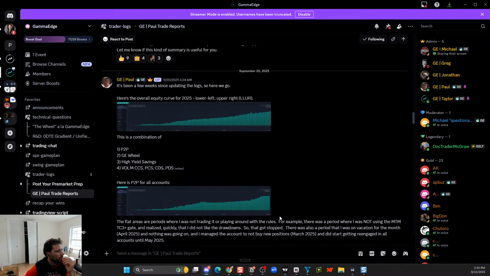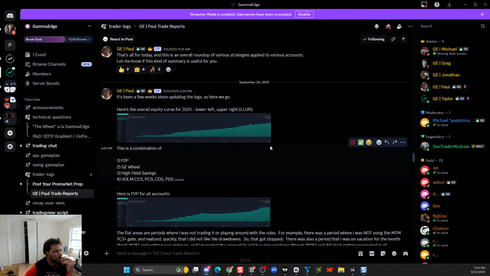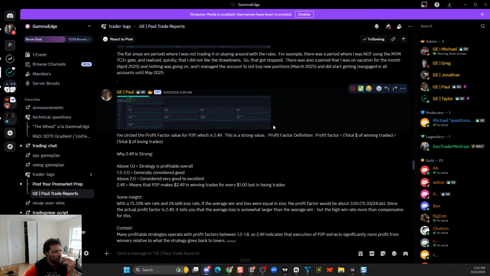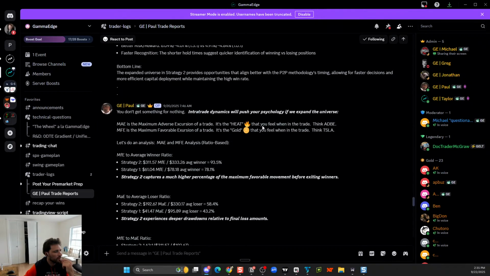Oh, sorry. All of this is from... Okay, here's the overall equity curve from January 25. This is inclusive of P2P, 0DT, and intraday volume, and the wheel strategy. I swear he said out of the 100 wheel trades we've done this year, I think only a few have been assigned. We can go back.